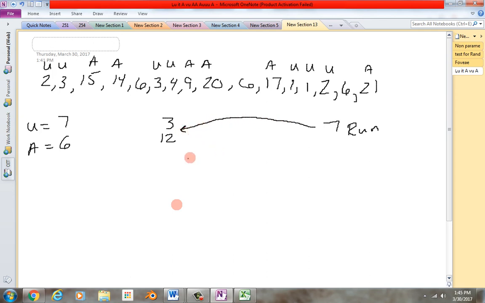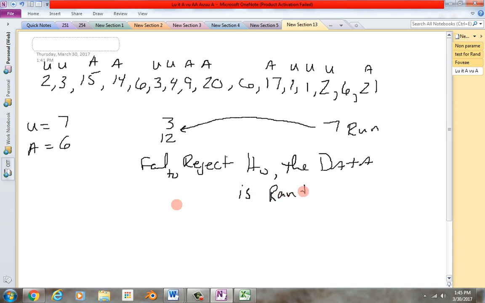So what does that say? Reject H naught. And fail to reject, you dummy. Fail to reject H naught, which means the data is random. Nice. And by random, I mean it's what I'd expect: it goes back and forth from being above the median to below the median.